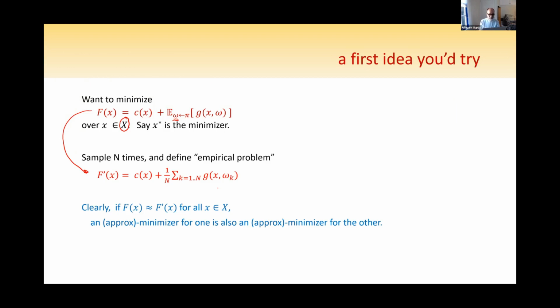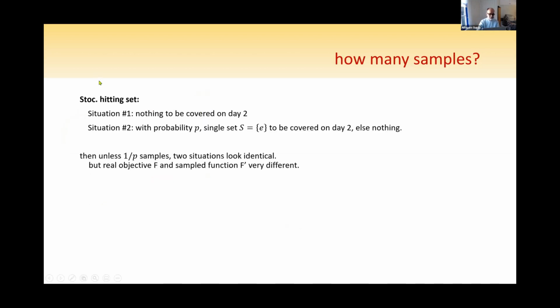Because there are things that happen here with exponentially small probability, but which might have a very large cost. So if you want f and f prime to be close to each other, you might have to get a lot of samples. So let me just give you a very simple example.